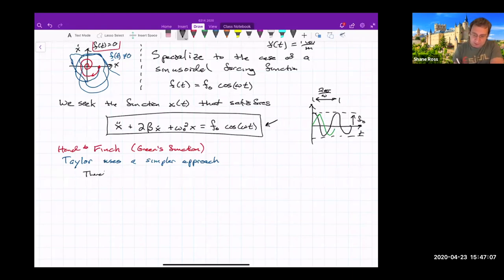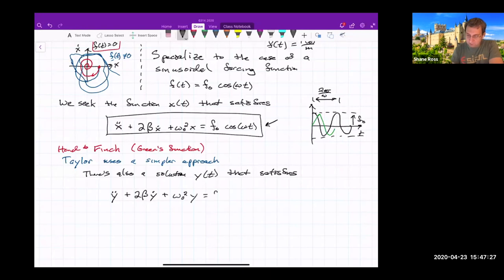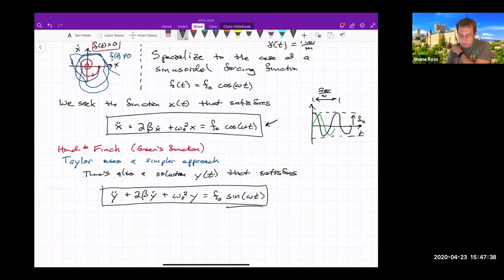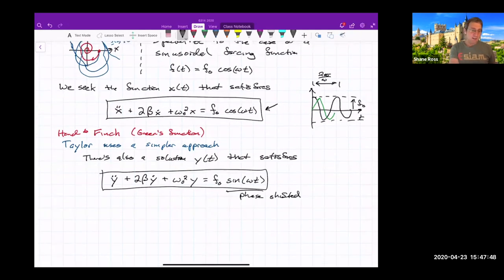So there's also a solution, and we'll call it y of t. y double dot plus 2 beta y dot plus omega naught squared y equals f naught sine omega t. Because this is just phase shifted compared to the above. And so now we can combine x and y into a complex function, z.